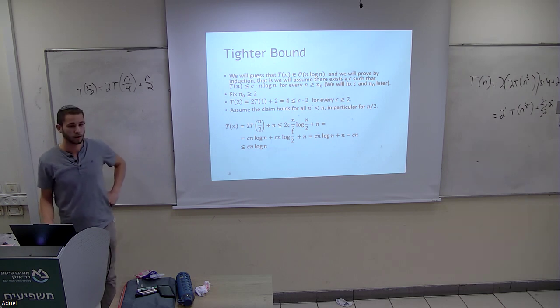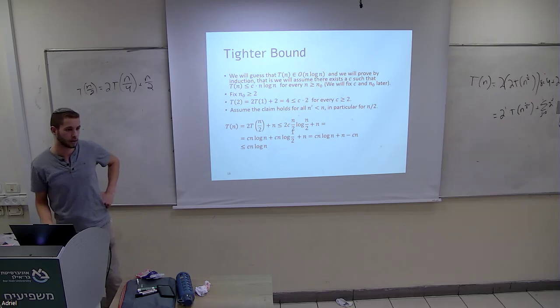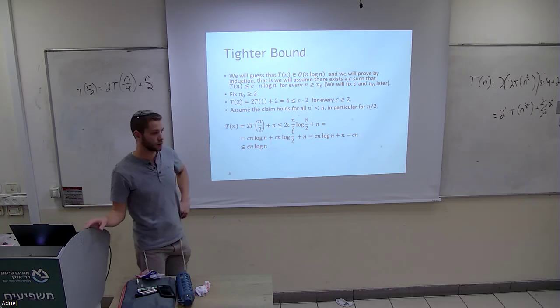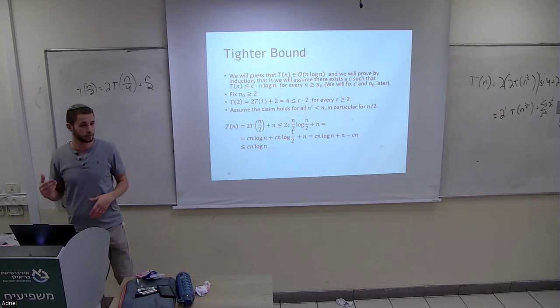Log of half is -1, yeah. No, it's log base 2. Yeah, it's divided by 2. That's why, yeah, it's log base 2. 2 to the power of what equals a half? -1.